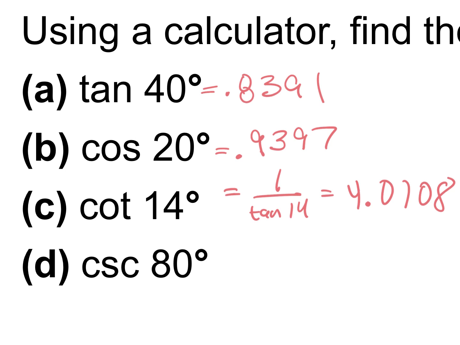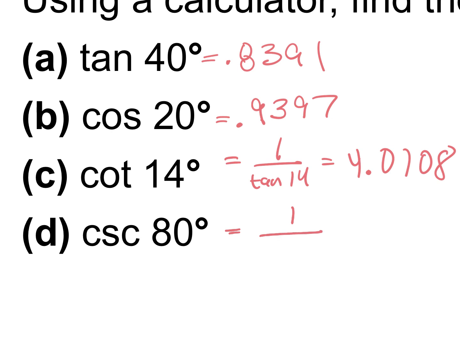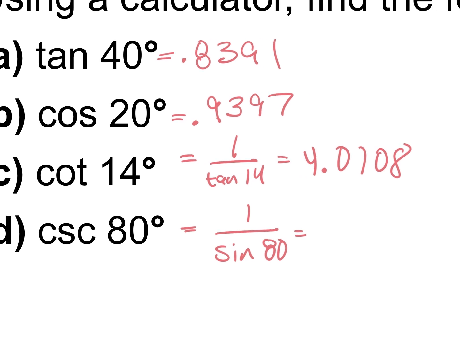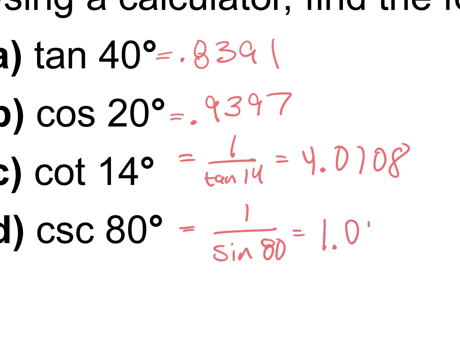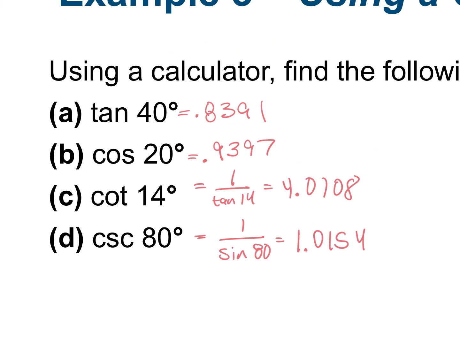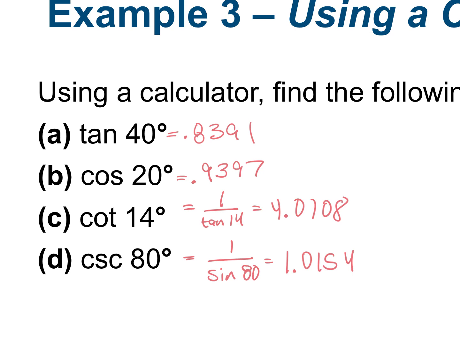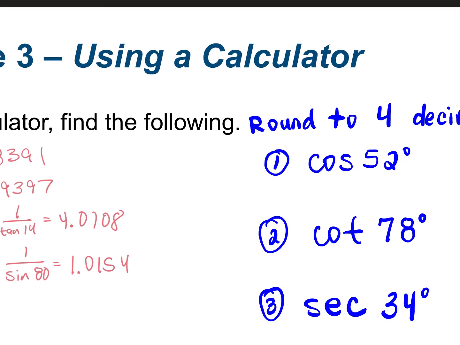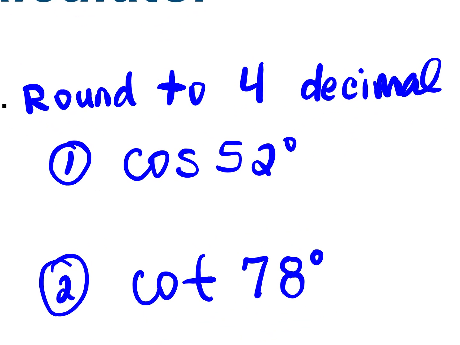That's not it. Now, cosecant of 80, you're going to hit 1 divided by what? Sine 80. So 1 divided by sine 80, and you get what? Okay, agreed. All right. What about the cosine of 52? What'd you get? 0.5877. I'm glad that came up.